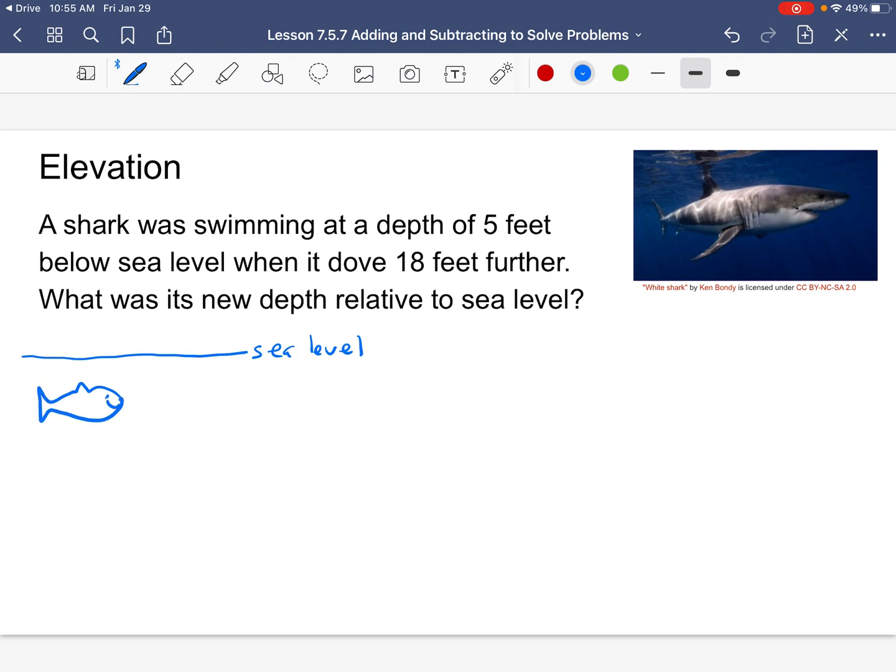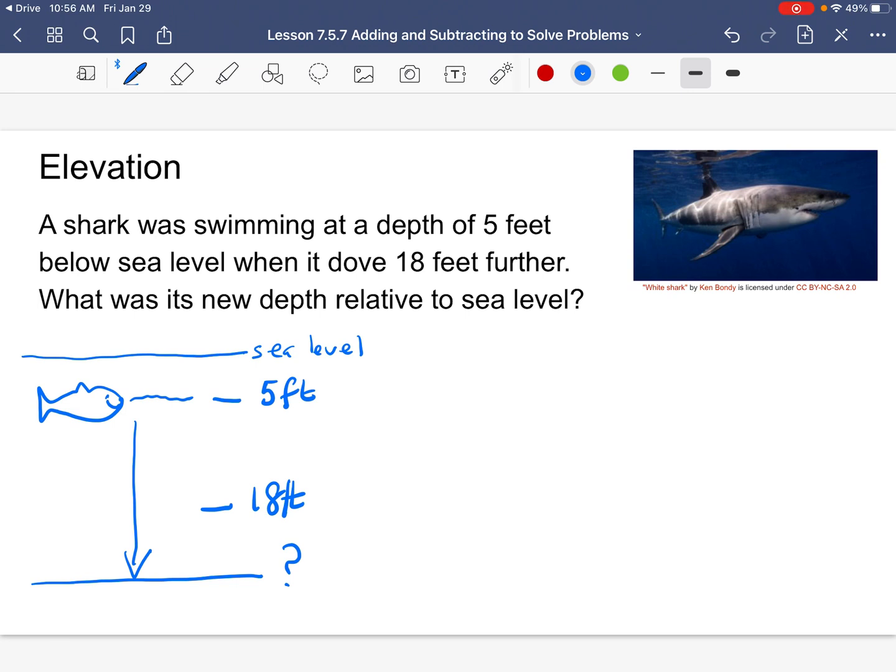There's my shark, and that's 5 feet, and because it's 5 feet below sea level, I'm going to write negative 5 feet, and then it dove 18 feet further, so it went down another 18 feet, so I'm going to say negative 18 feet, and it ends up here. What is the elevation here? What is its new depth relative to sea level?